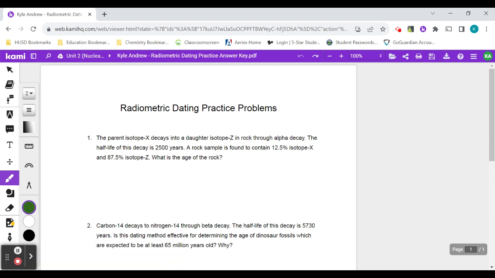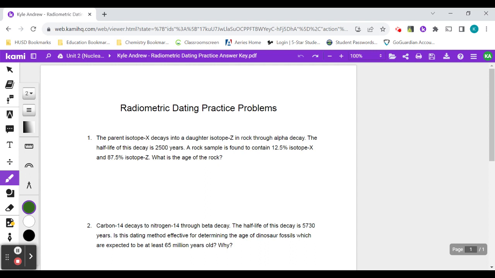So, I wanted to go over these radiometric dating practice problems because you might see a problem like this on the test. Now, these problems are actually very similar to the half-life problems, and so you're going to see a lot of similarities between these problems. So, let's go ahead and start working on them.